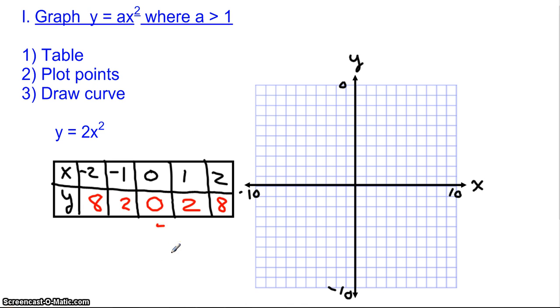Okay, so let's plot these. Let's start with the center, 0, 0, right? And we'll go walk 1, fly 2, and walk 2, fly 8. This is a 10 up here, right? On this graph, every line represents 1 unit. Let's walk negative 1, and when we do, we fly 2. Walk negative 2 and fly 8.